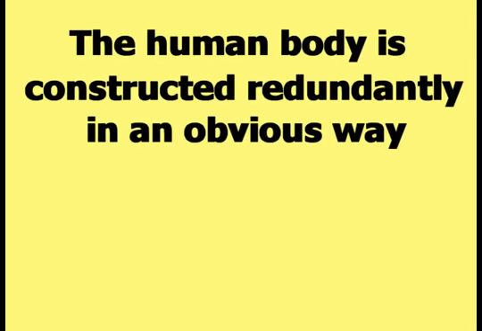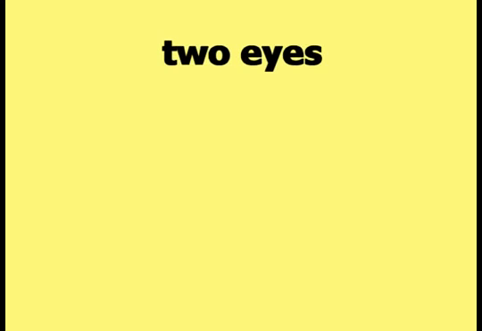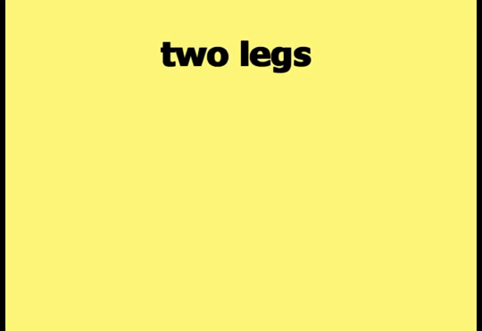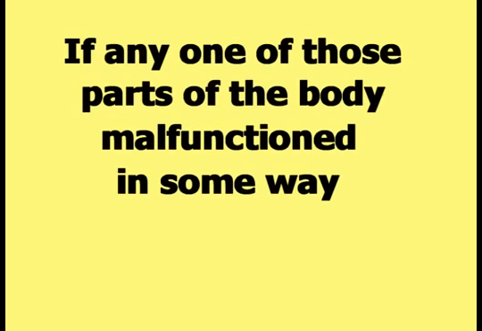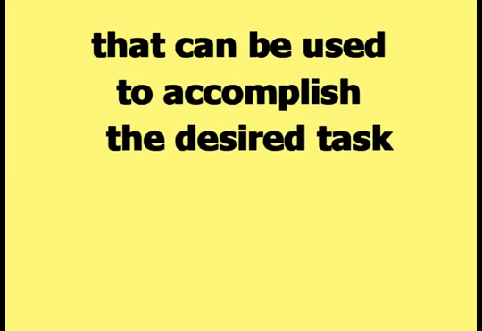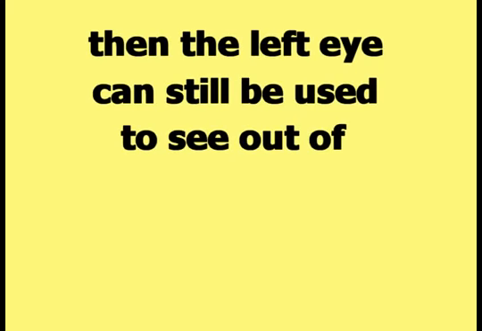The human body is constructed redundantly in an obvious way. A human body has 2 ears, 2 eyes, 2 nostrils, 2 arms, 2 legs, etc. If any one of those parts of the body malfunctioned in some way, there is still another one of those exact same parts of the body that can be used to accomplish the desired task. If the right eye malfunctioned, for example, then the left eye can still be used to see out of.